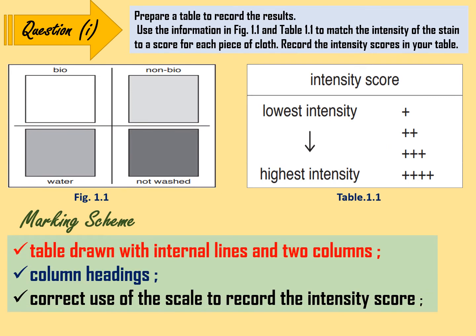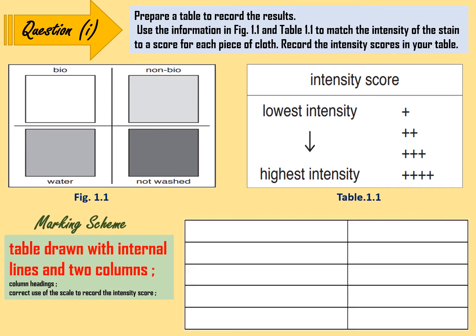So the marking scheme includes: first, you're supposed to draw the table, which should consist of at least 2 columns and suitable rows. The second mark is for the columns with headings. And the third mark is for the correct use of the scale to record the intensity score.